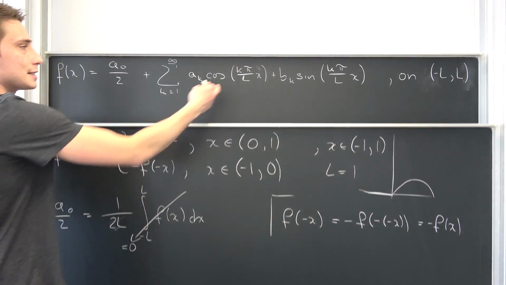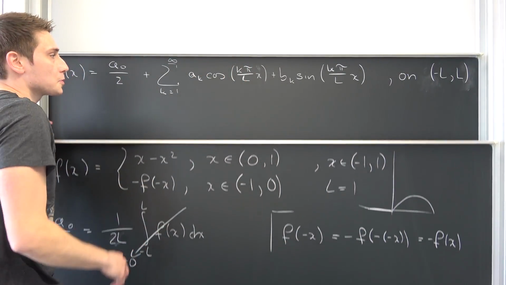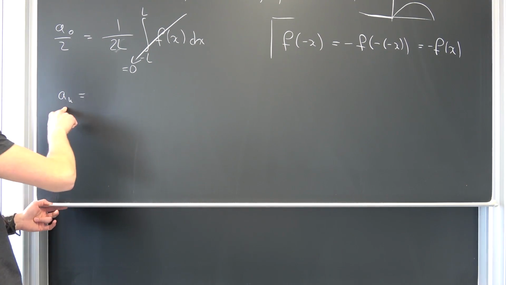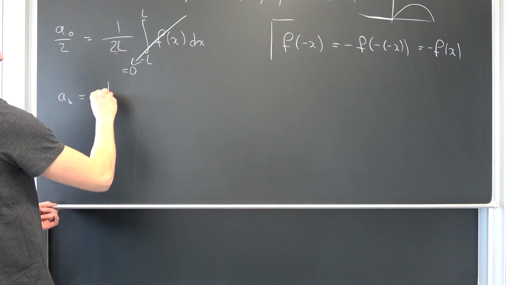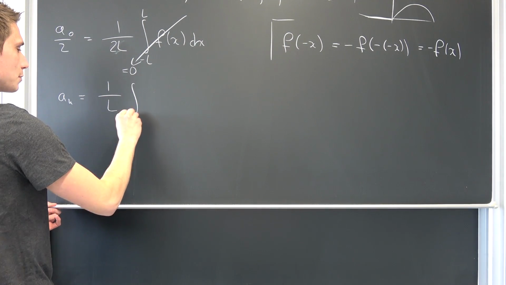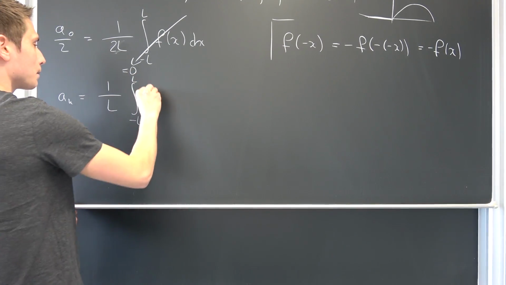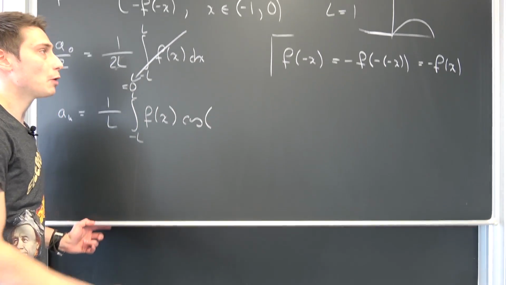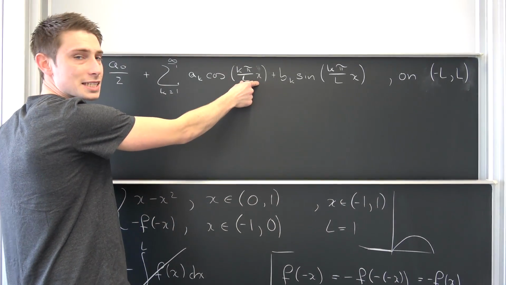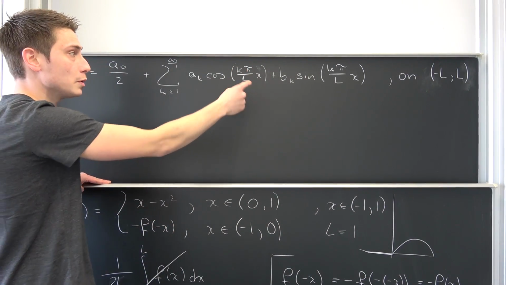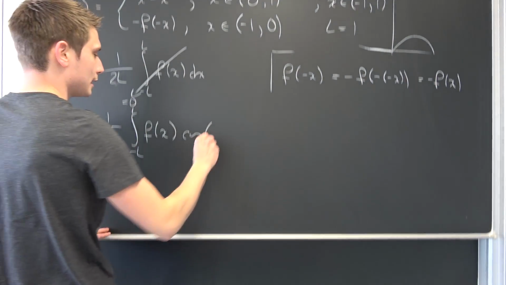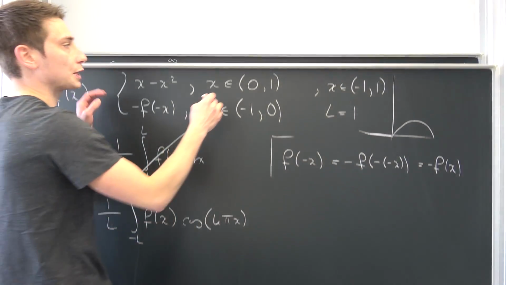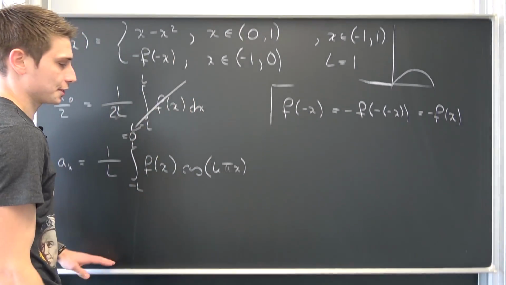Now let's take a look at the cosine part right here, the superposition of our cosine waves. Meaning our Fourier coefficients, a_k, are of the form 1 over L times an integral from negative L to L of f(x), and then we have the cosine of this argument right here. But our L, remember, is 1, so we are going to get k times pi times x. Same spiel for the other Fourier coefficients right here after that.